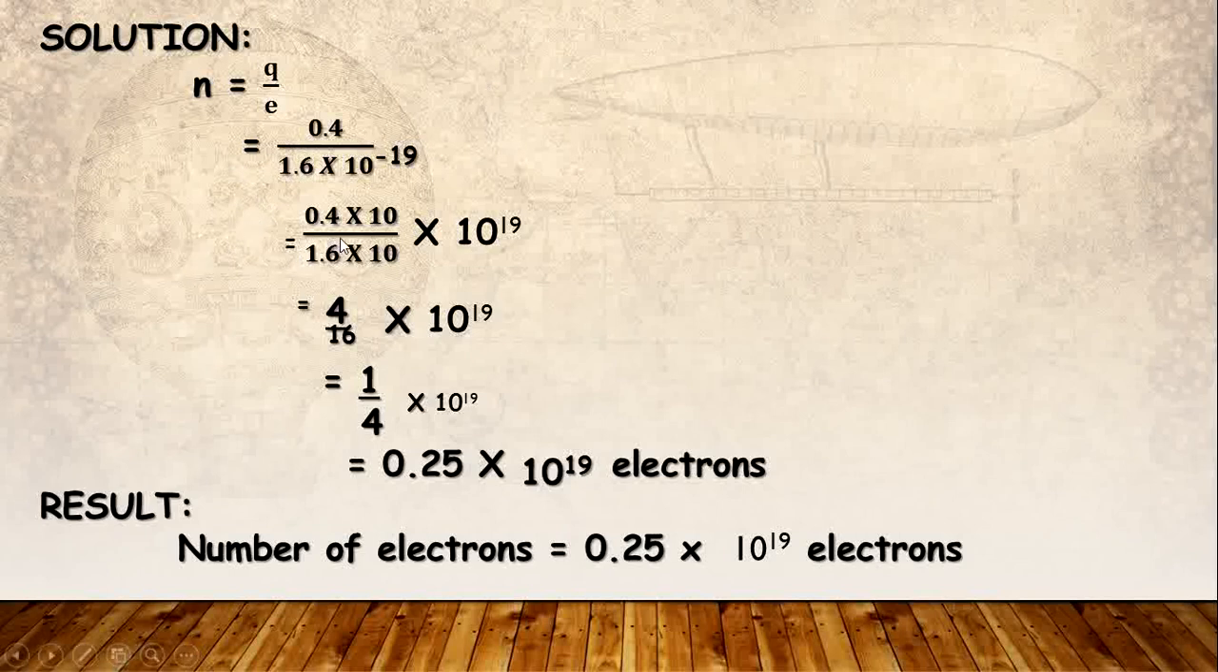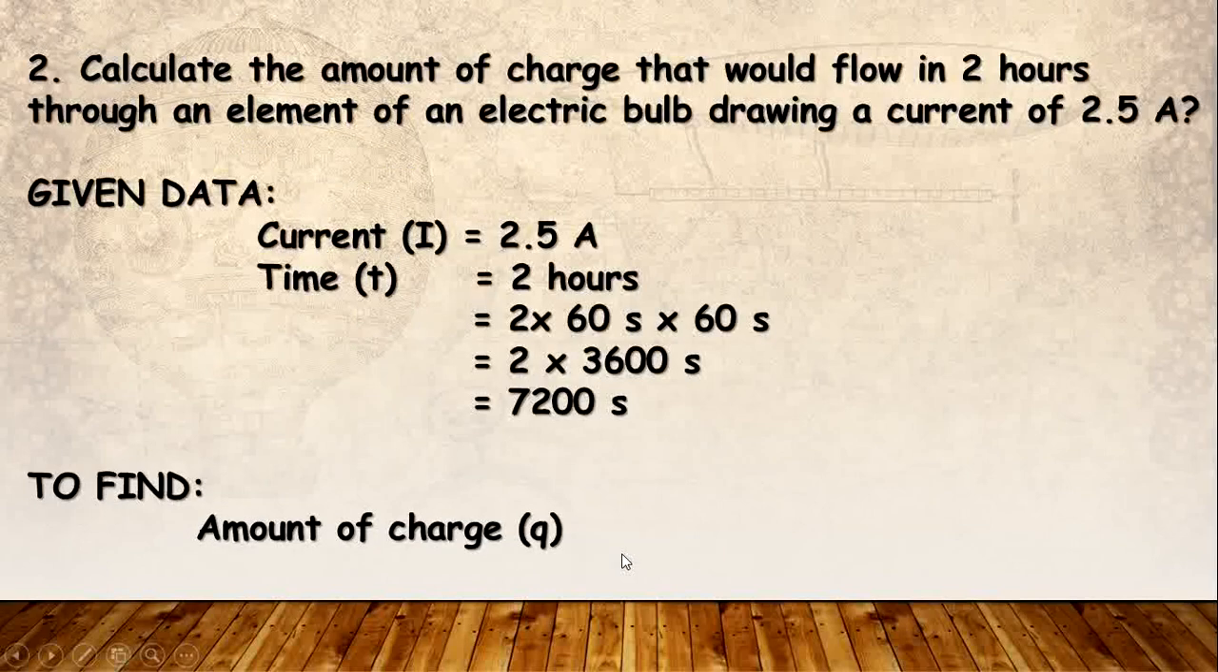Now when we remove the decimal, we get 4 by 16 into 10 power 19. Now when we divide 4 and 16, we get 1 by 4 into 10 power 19. Now when we divide 1 and 4, we get 0.25 into 10 power 19 electrons. So the result we get: number of electrons is equal to 0.25 into 10 power 19 electrons.